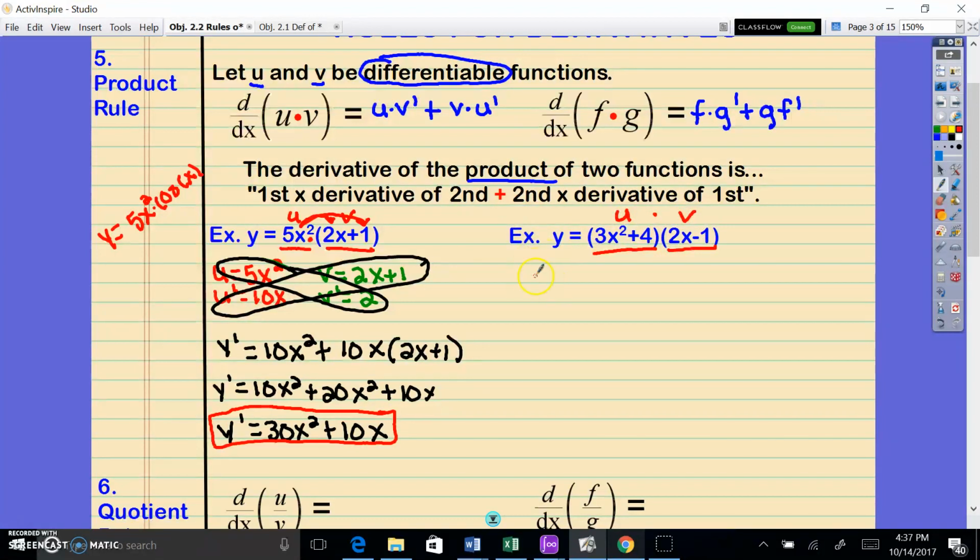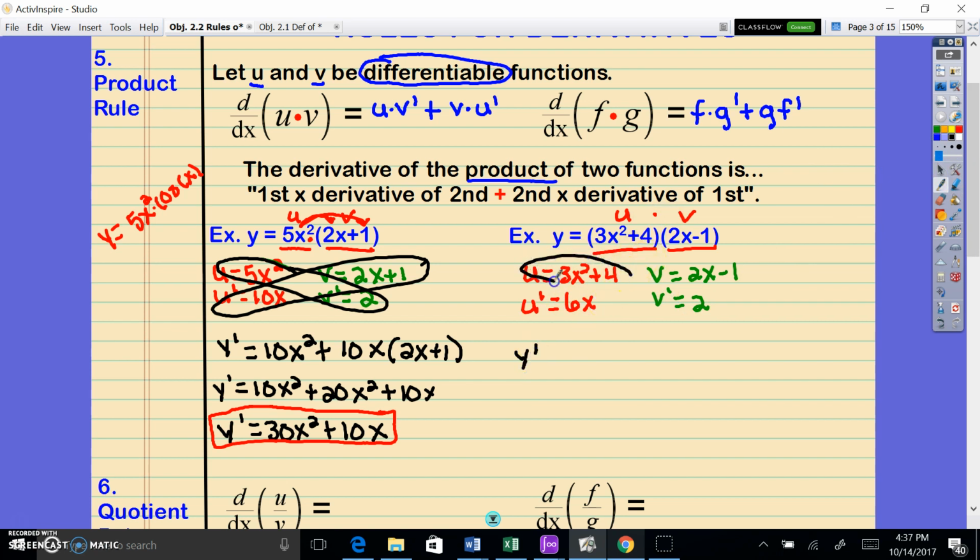And I like to set up my information first. So I put my 3x squared as my u, and then I do u prime, and that would give us 6x. The 4 goes to 0, it's a constant. And then I would do v, and v is 2x minus 1, and v prime would be 2. And then we're just going to work the butterfly method to get the derivative.